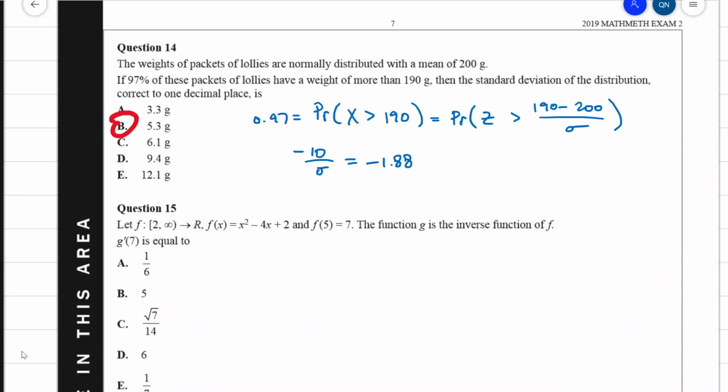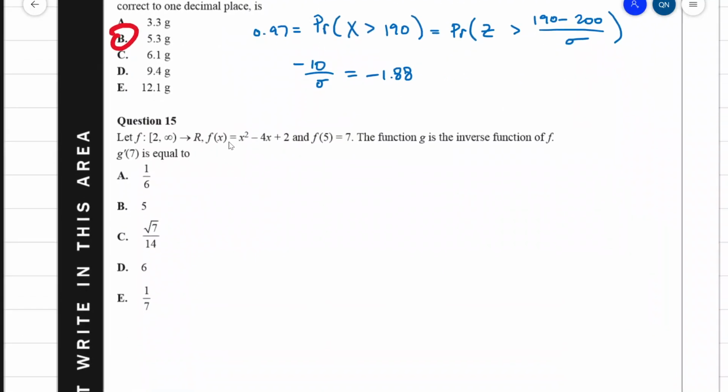Question 15, we have a function f where f of 5 equals 7, and g is the inverse function of f. We want to find g prime. I've seen this question before, this is the derivative of the inverse function. So how do we do this? Well, I believe a nice way to get started is just to draw a picture, to see where everything lies, because it can get a bit confusing with all these symbols and functions.